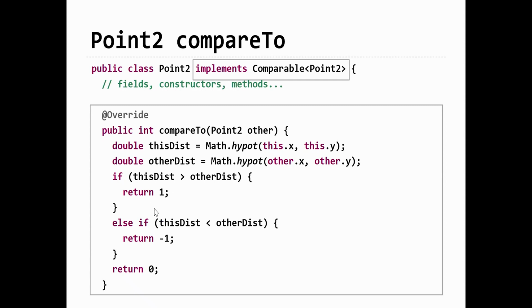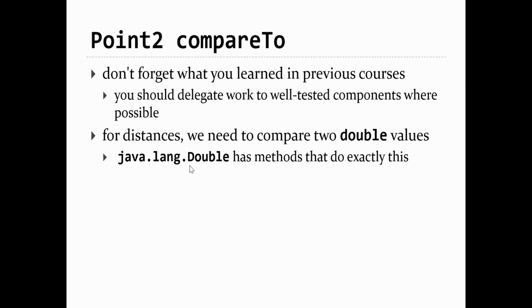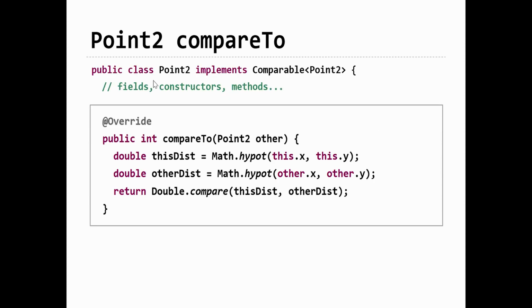So instead of doing it this way, if you want to be consistent with the standard library, you should use the compare method in Double. To compare two double values, use compare. And compare will guarantee that when these two double values are compared, they'll be compared in the exact same way that Double does the comparison. So now your class will be consistent with the standard library if you do it this way. It's also a lot easier to write.